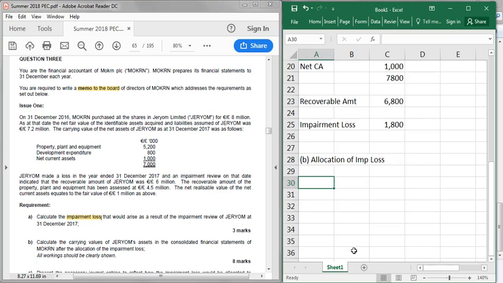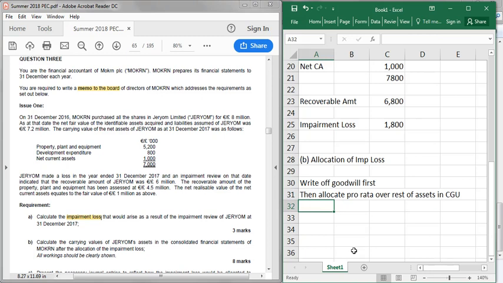And there's specific rules in IAS 36. You don't need to reference the paragraph, but the rules are you write off goodwill first, then allocate pro rata over the rest of the assets.